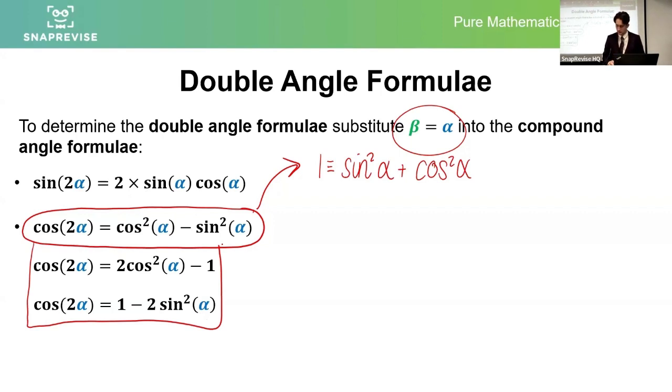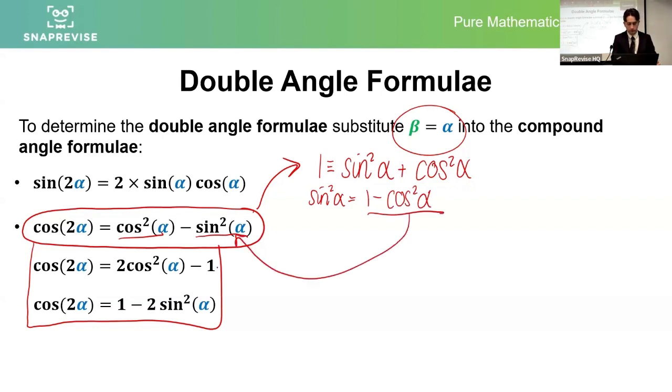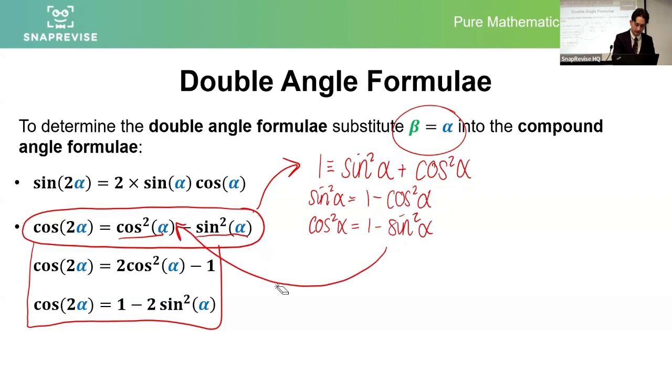because they allow us to manipulate and change either sine squared using this identity or cos squared using this identity, because of course we know that sine squared is 1 minus cos squared. So if I replace that in there, I'd end up with cos squared minus 1 minus cos squared. The minus minus cos squared makes 2 cos squared, and I get this version of it. And likewise, if I did cos squared alpha is 1 minus sine squared alpha, and I replace that in there, I get 1 minus 2 sine squared alpha.